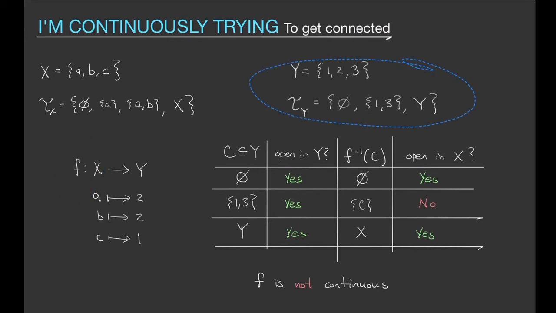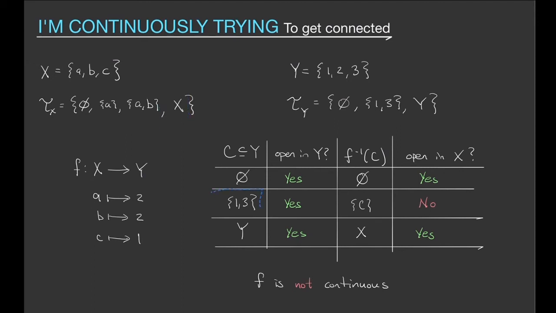We look at the open sets in the codomain first. The empty set, the set containing 1, 3, and the set Y, they're all open in Y. They're open in Y because they're elements of the topology. And that's all of them. In each case, we look at the pre-image. The pre-image of the empty set under any map is going to be empty, because there's nothing in the empty set, so nothing can map to it. That's, of course, also open in X, because here it is. It's in the topology on X.